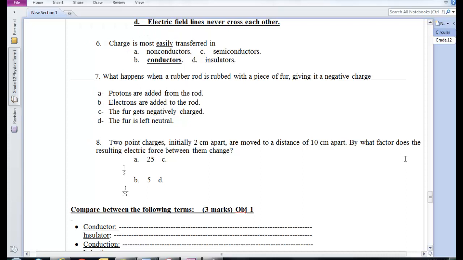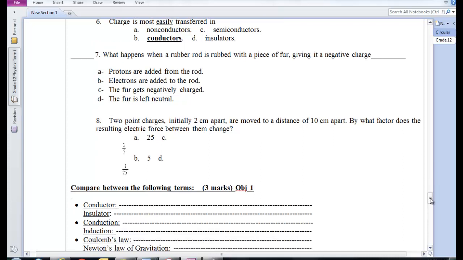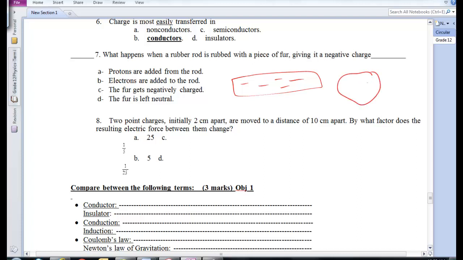What happens when a rubber rod is rubbed with a piece of fur, giving it a negative charge? If the rod became negative, this means that the piece of fur became positive. Protons are added to the rod? Basically, when the rod became negative, does this mean that protons were added to the rod? This is wrong. We don't add or take protons by any means.